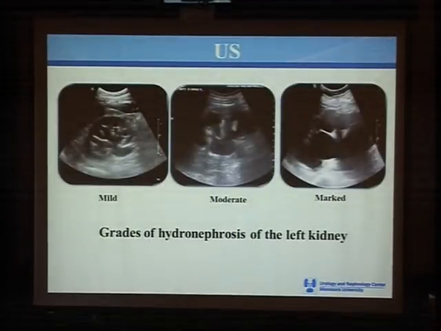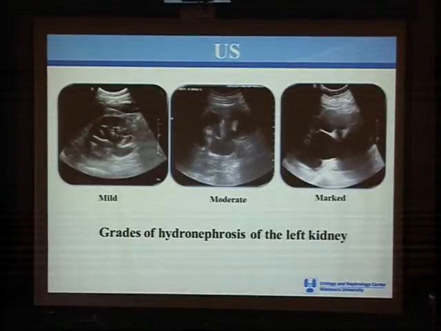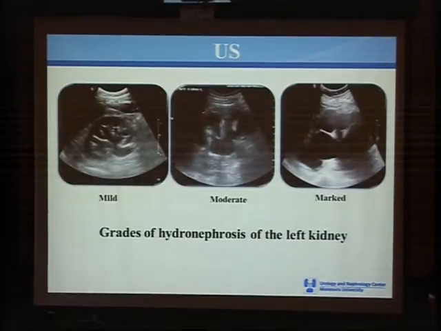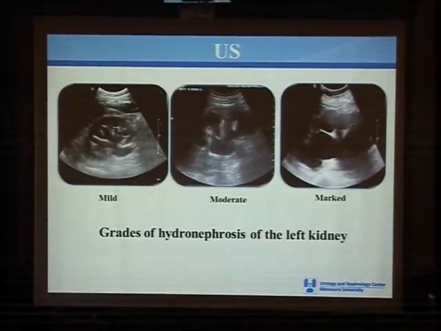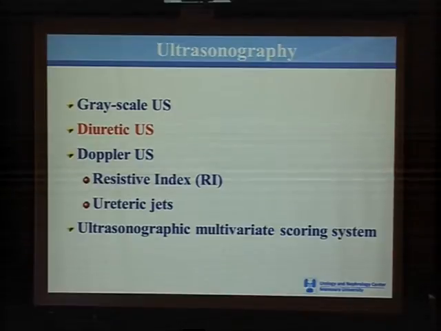This is an example of a mild degree of dilatation by ultrasound, a moderate degree of hydronephrosis by grayscale ultrasound, and a marked degree of hydronephrosis by grayscale ultrasound. Now, we finished the grayscale ultrasound.